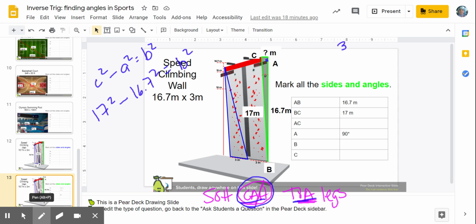Say it again, what you got? 17 squared minus 16.7 squared. 10.11. And then what's the last thing you have to do? Are we done here? So B squared equals 10.11. What's the last step in Pythagorean theorem? You have to square root it for sure. So it's not quite small enough yet. What's the square root of 10?